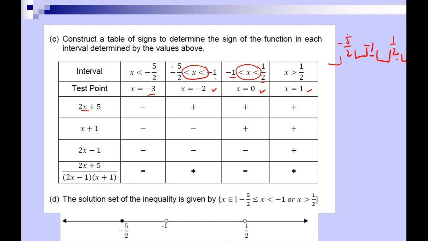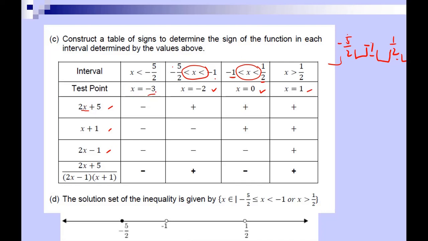Ito yung sa left expression natin. So 2x plus 5 ito, then 2x minus 1 ito, and then x plus 1 ito. So tulo ka column ang kailangan, and then mag-add tayo ng another row para sa lahat ng expression. Okay?